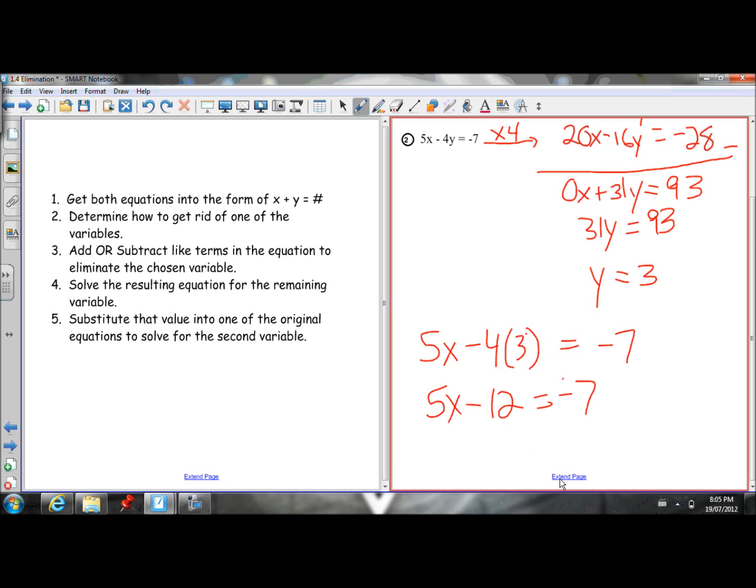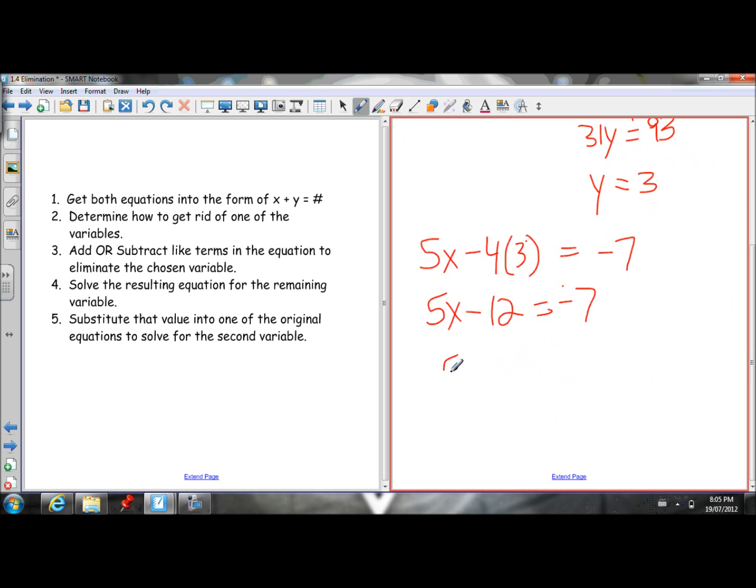I want to get the x by itself, so I'm going to move the 12 to the other side. Negative 7 plus 12, because 12 can be positive on this side, is 5. So 5x equals 5. Divide the 5 over. 5 divided by 5 is 1. X is 1. Y is 3. My point of intersection, don't forget my final step, point of intersection is 1, 3. Point of intersection is always an x, y coordinate.